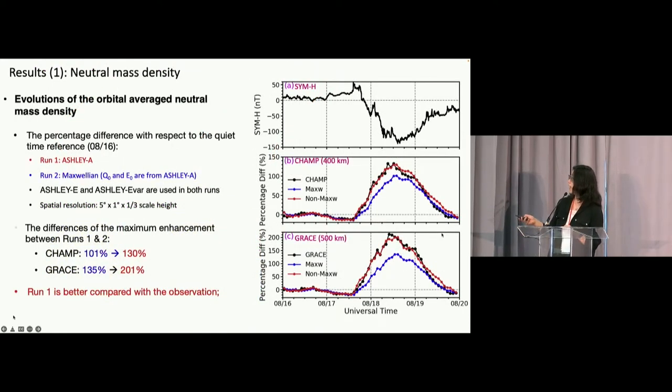All right, and here it just shows the comparison with CHAMP and GRACE observations along the satellite trajectory. The black line is the CHAMP observation, and the green line is the simulation with the Maxwellian distribution for the particles. The red line is driven by the new model. So including the soft particle precipitation definitely strongly improved the data-model comparison, bringing them together.